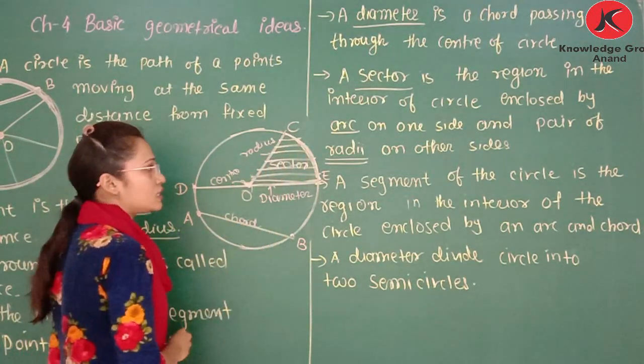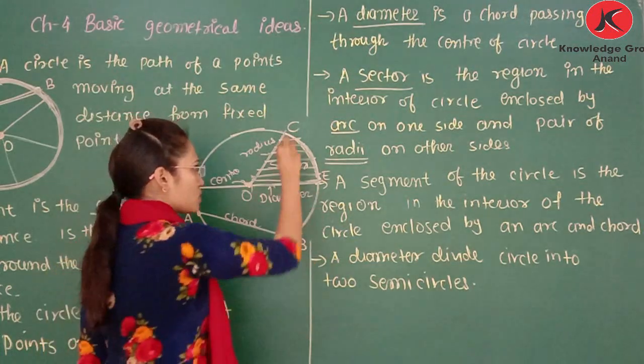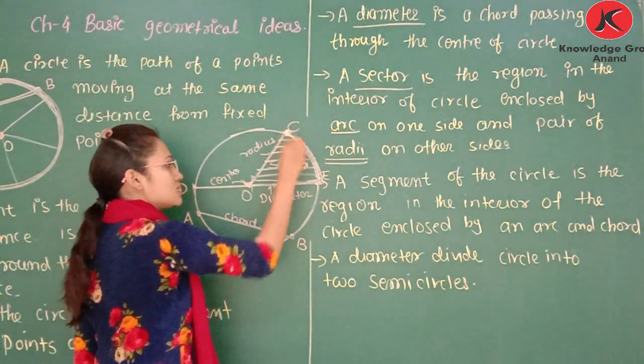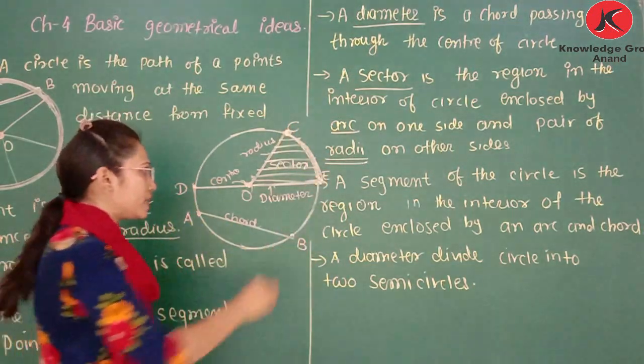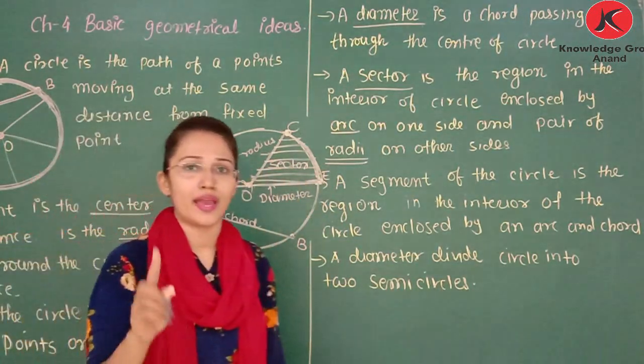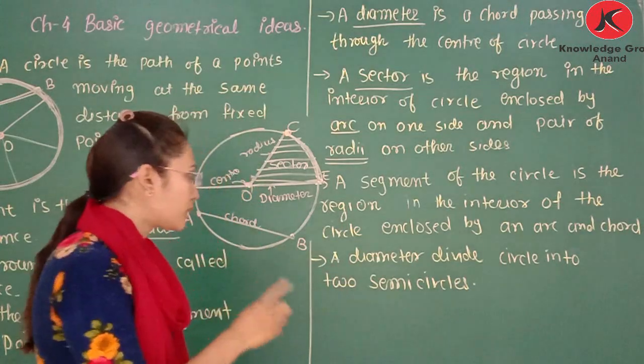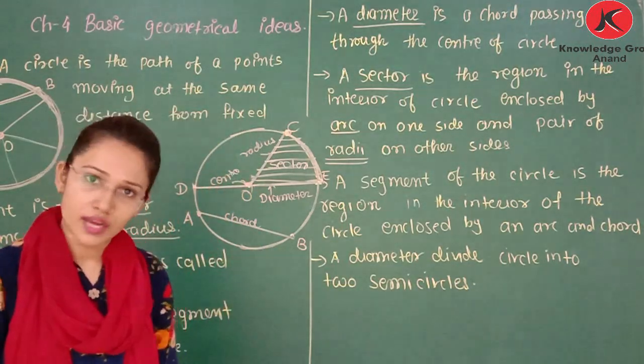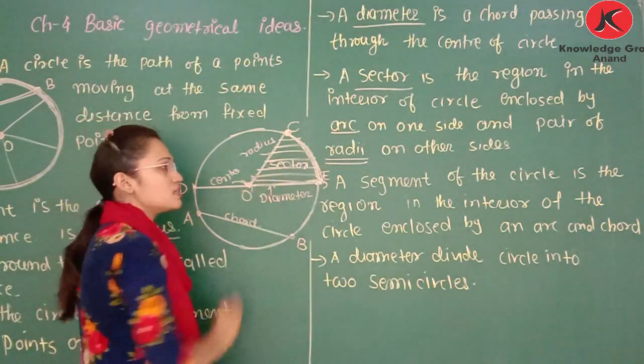Okay, it is region enclosed by arc. Arc is CE and 2 radius, that is OC and OE. It is the region enclosed by arc and 2 radius is called sector. So this is called the sector.